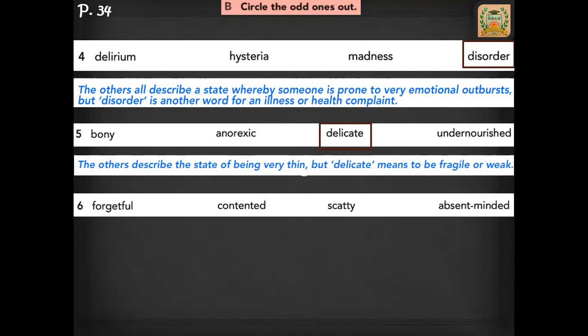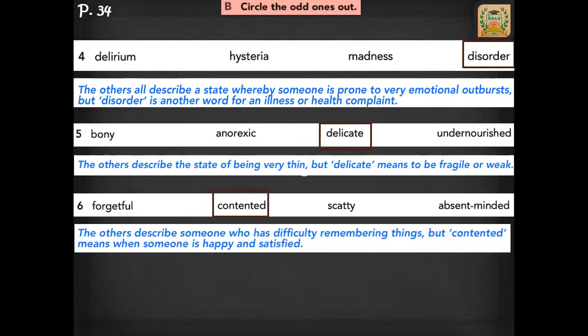Number 6: forgetful, contented, scatty, absent-minded. As you see, I think forgetful and absent-minded have the same meaning. Which one is the odd one, contented or scatty? Yes, contented. The others describe someone who has difficulty remembering things, but contented means when someone is happy and satisfied.